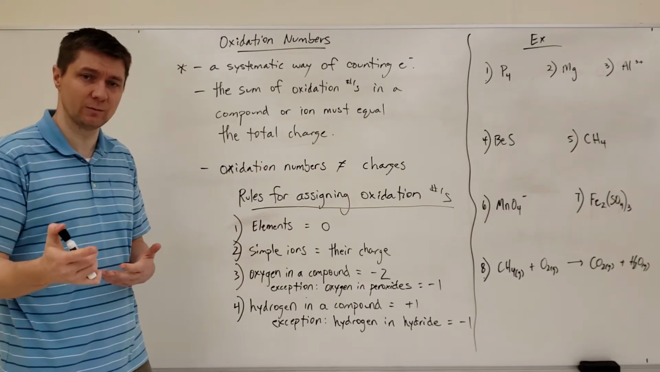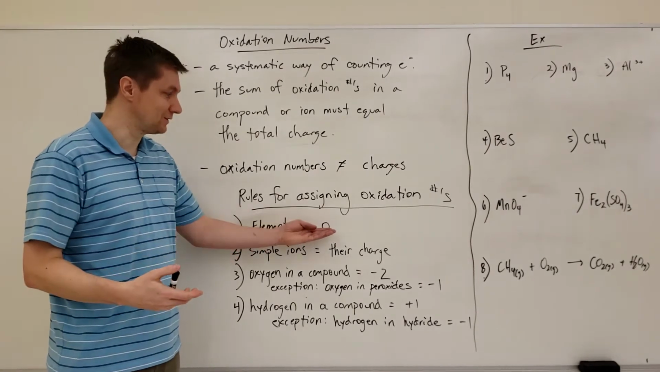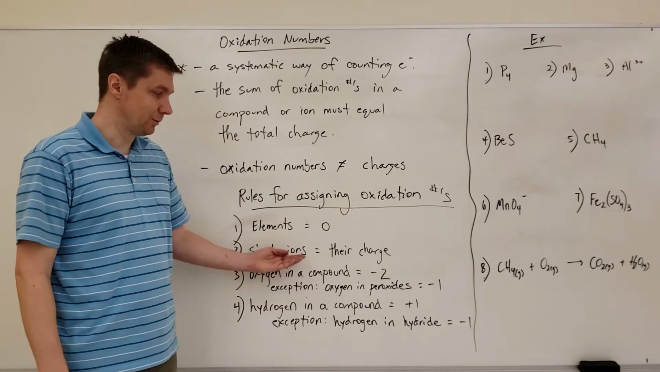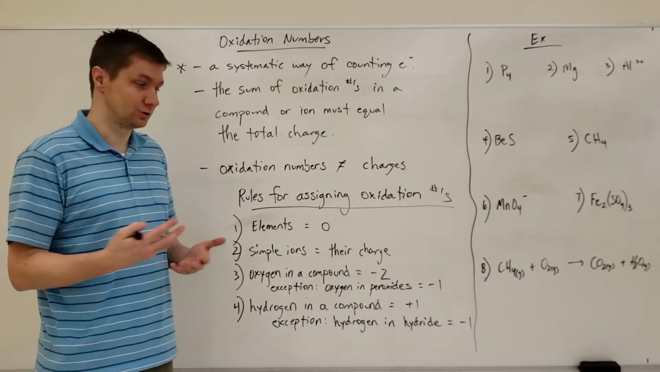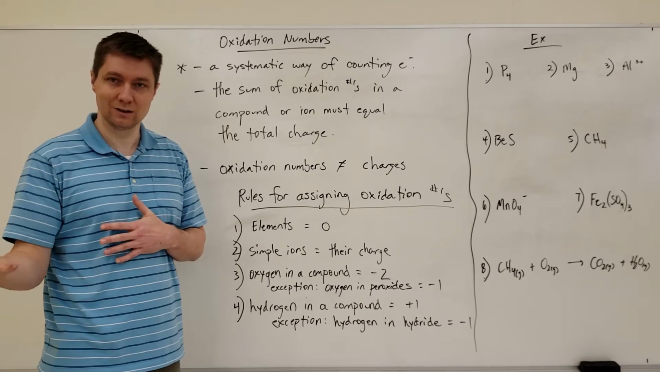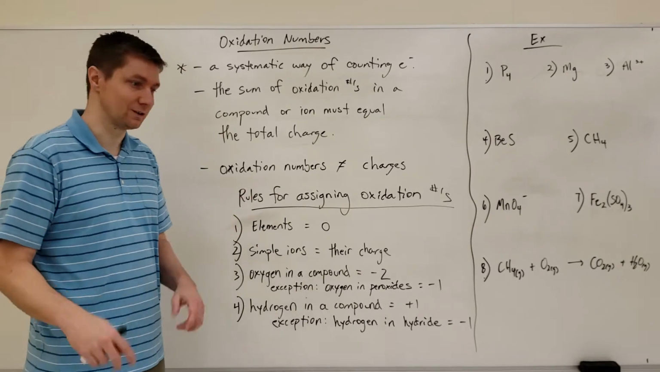The first is that elements, anytime they're in their elemental form or by themselves, have an oxidation number of 0. The next is simple ions, and their oxidation number is just going to be their charge. So that's a case where you can see that the oxidation number is the same as their charge. They are two different things though.